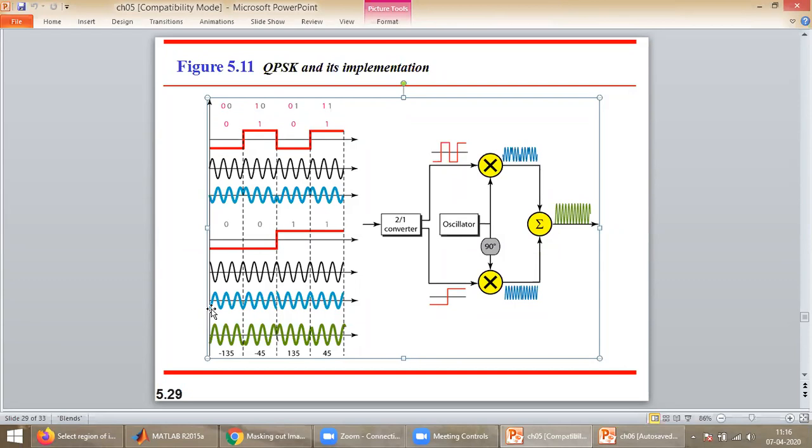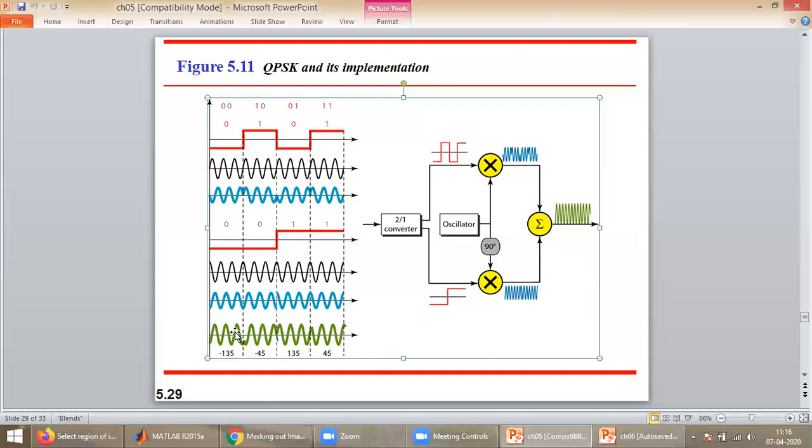Phase values varying for every bit. Therefore it is called the quadrature phase shift keying method. After generating the signal for the first bit of every 2 bits, then the second bit of every 2 bits, we need to combine these two. So we will get the final analog signal.